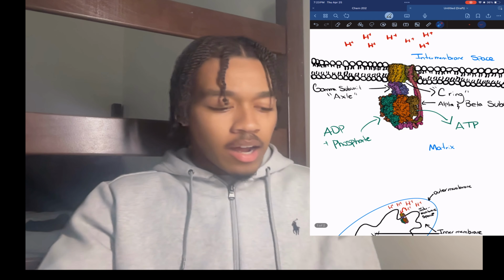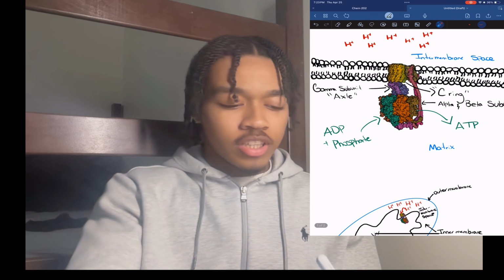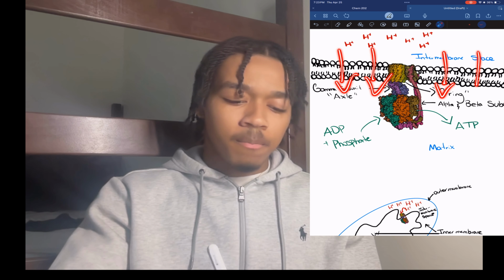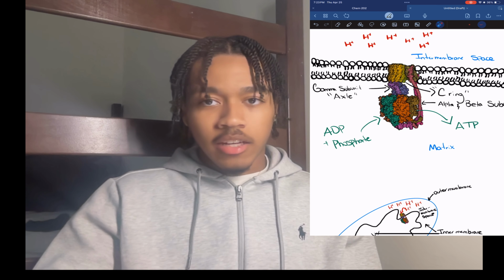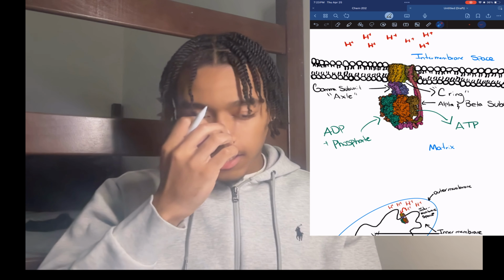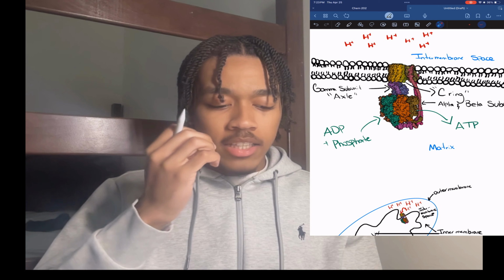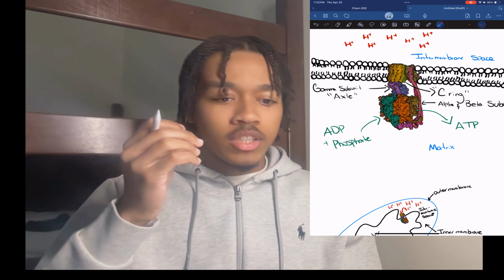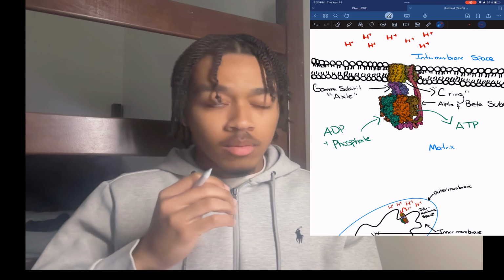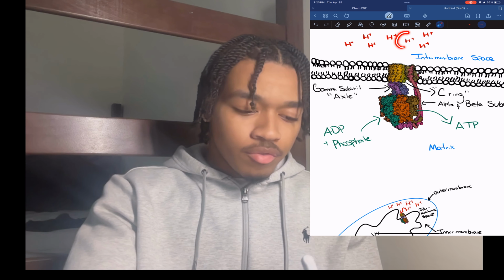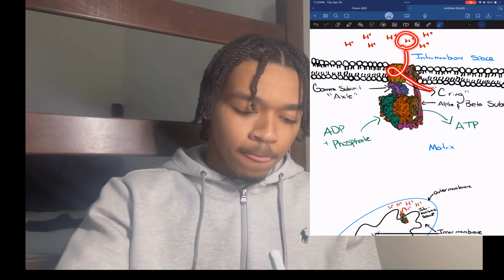So our H plus ions at a high concentration want to just move through to the low concentration, just like so. But they can't. They can't just move through the phospholipids just like that. That's where ATP synthase comes into play, because ATP synthase has access channels which allow H plus ions to go from a high concentration to a low concentration. So they move through just like so.